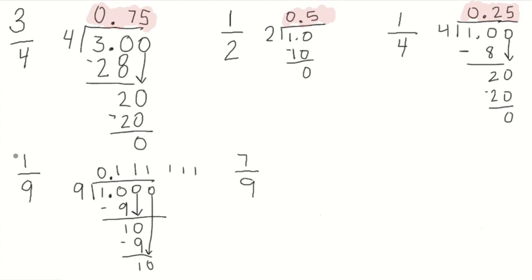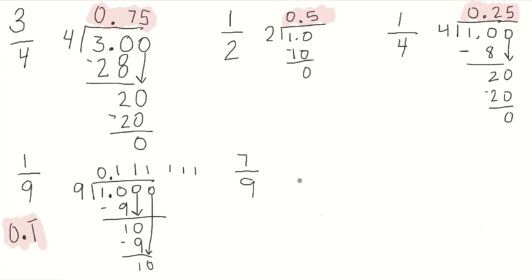So 1 out of 9 can just be written as 0.1 with the bar on top, which means repeating. So if I ever see a number with a bar on top, it's not a highlighter, that just means that that number is going to repeat itself an infinite amount of times.